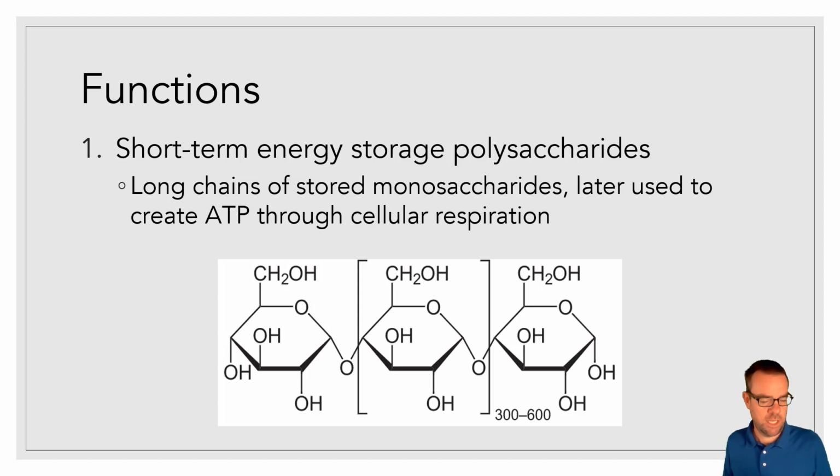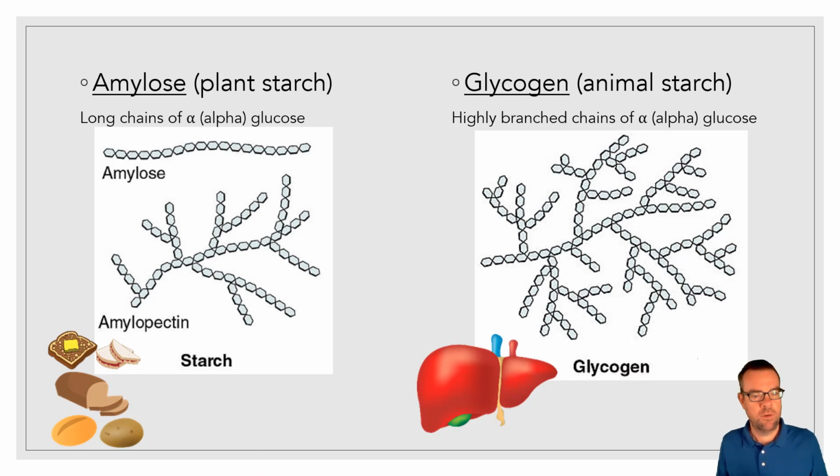Okay, function-wise, short-term energy storage. So that would be long chains of monosaccharides, the polysaccharide, that you can then hydrolyze and break off those individual monosaccharides, throw them into the mitochondria, and produce ATP. The two main ones we're going to talk about: amylose is plant starch. So plants photosynthesize and produce sugar, produce glucose, which is ultimately then going to be either used or stored. So a potato is made up of starch, amylose.